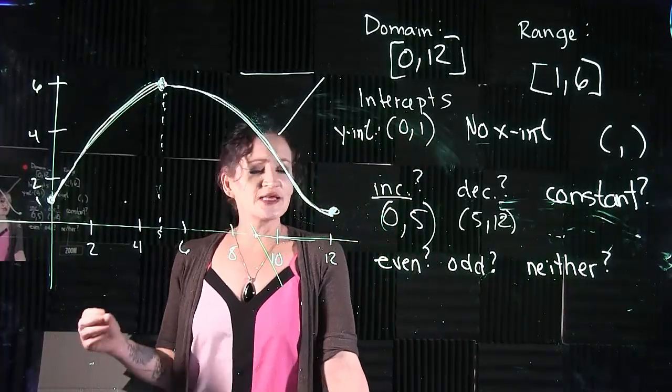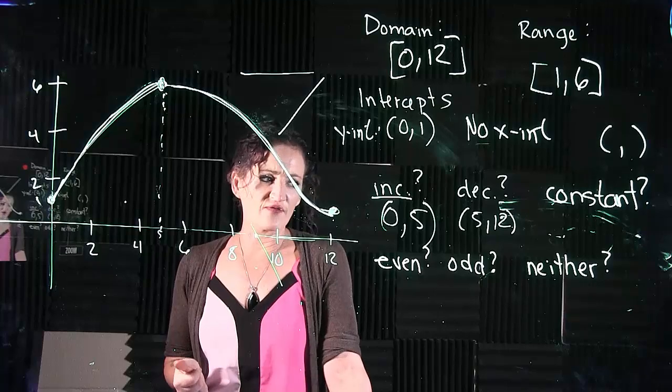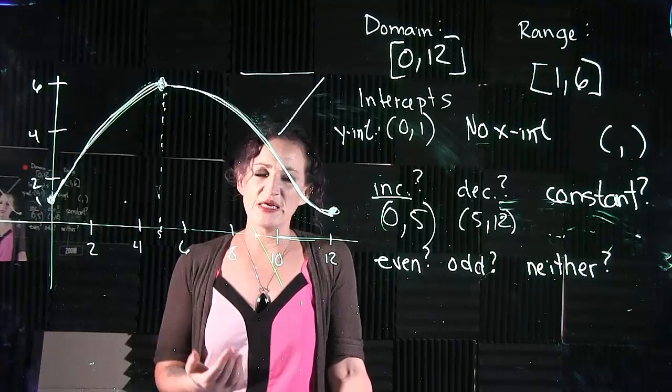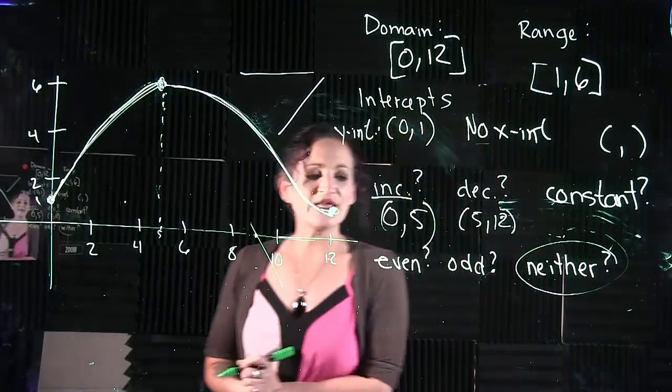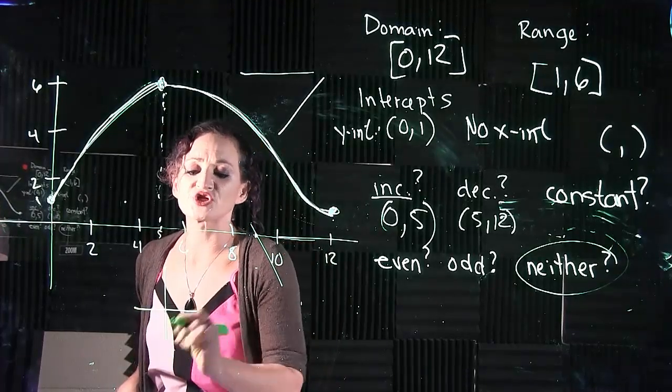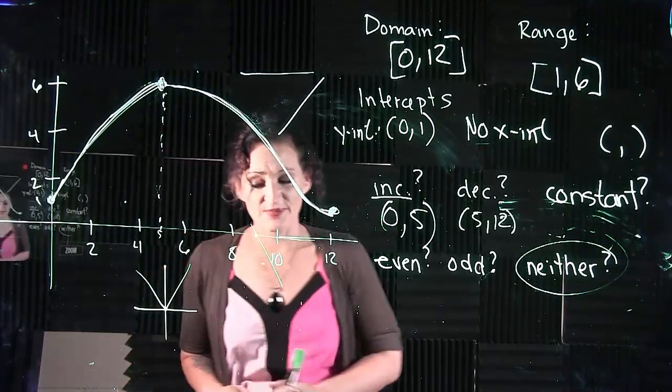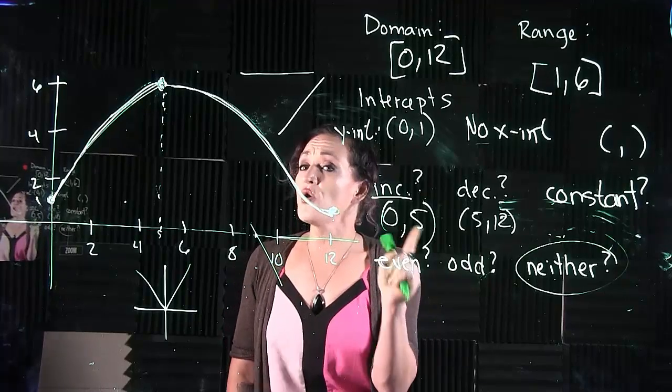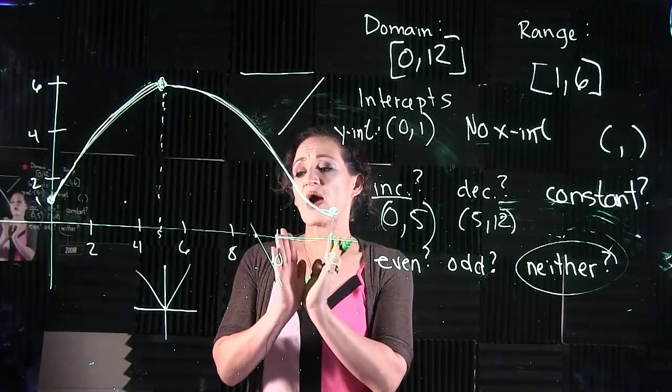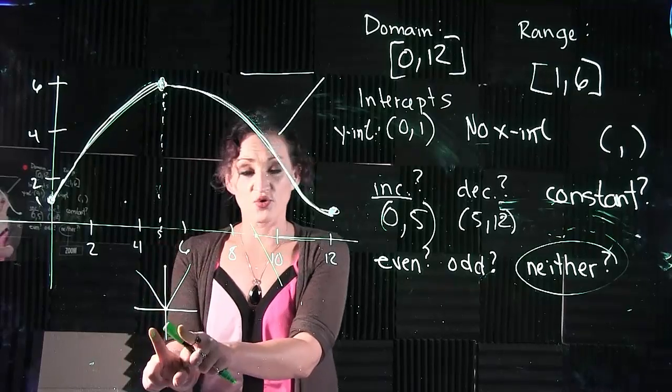Then there's the question, is this an even function, is this an odd function, or is this neither? Quick answer, this is a neither case. An even function has y-axis symmetry. So it's even only if you can fold your graph across the y-axis. Picture this little graph that I have over here.